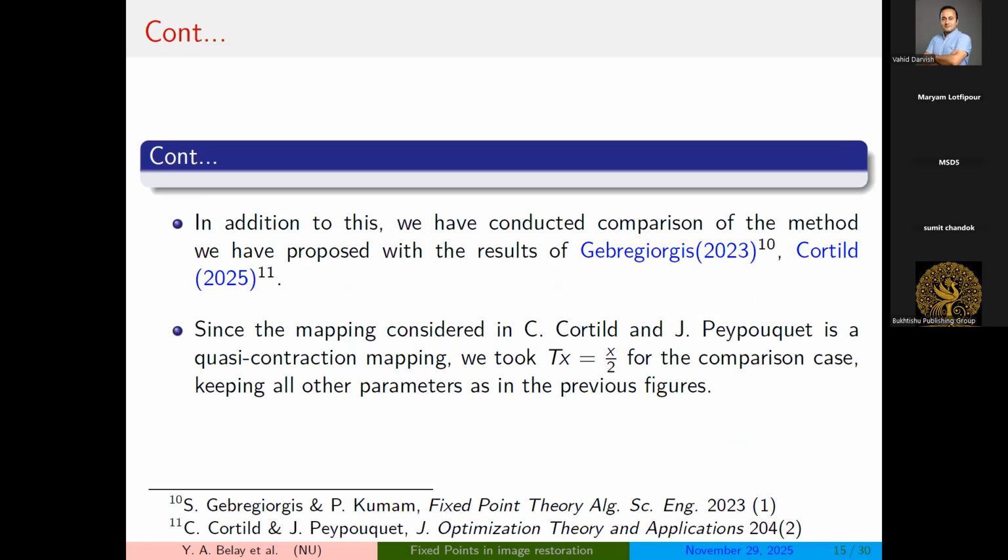We have also tried to compare the algorithm with the existing results in the literature, like with Abebe and Cocktail. We have also included one more for Moalan. So for this comparison, we took a contraction mapping. Actually here, why we took contraction mapping is because the mapping involved here in the work of Cocktail is a contraction mapping. So in order to be convenient for the comparison, we took the same type of mapping and all parameters equal.